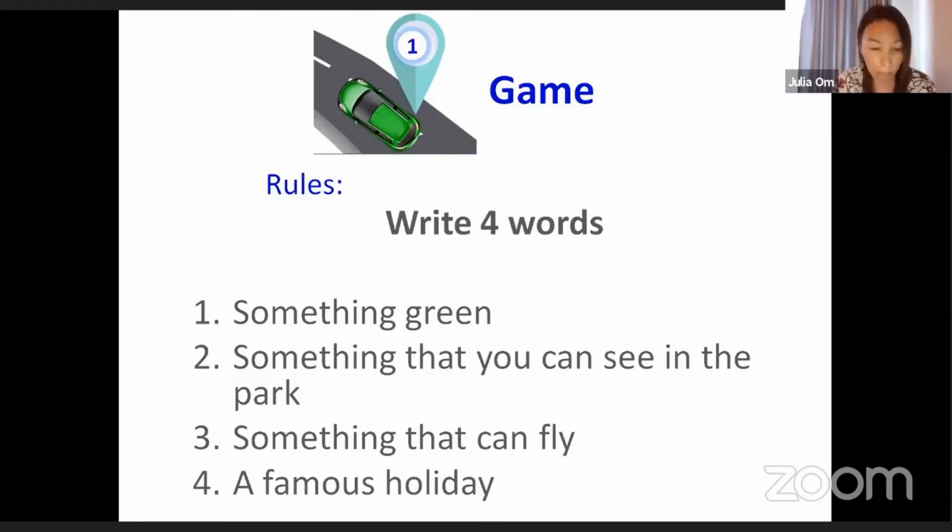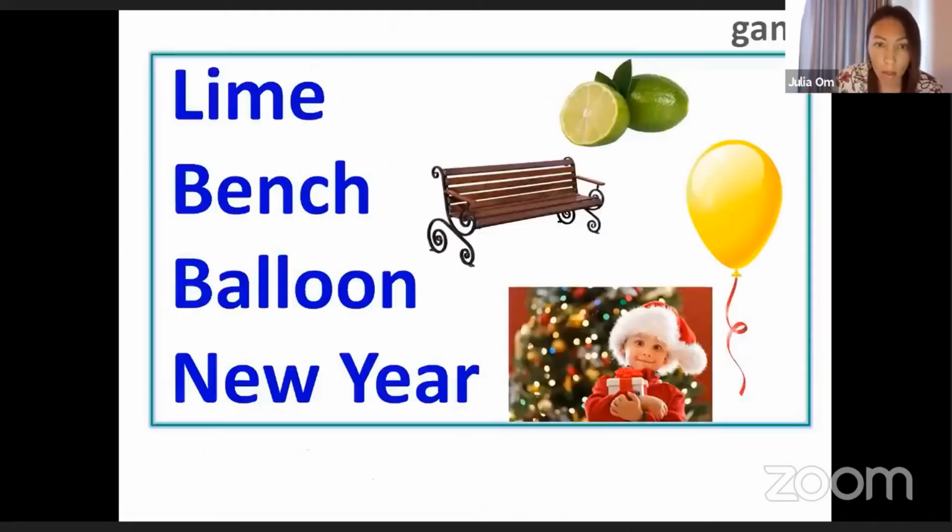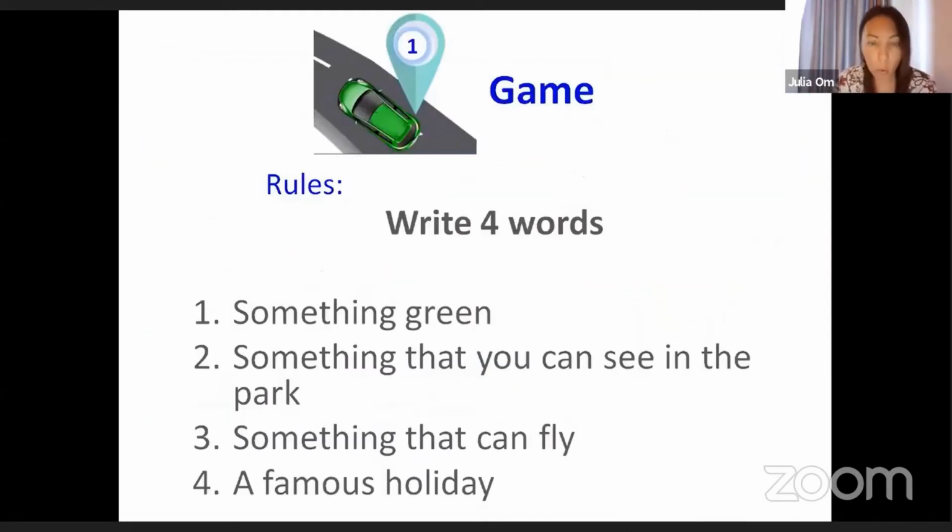So now, warm up. The rules of the game are the following. You should write 4 words in one message using the Zoom chat. The first word must denote something green. The second word, something that you can see in the park. The third word, something that can fly. And finally, the fourth word must denote a famous holiday.